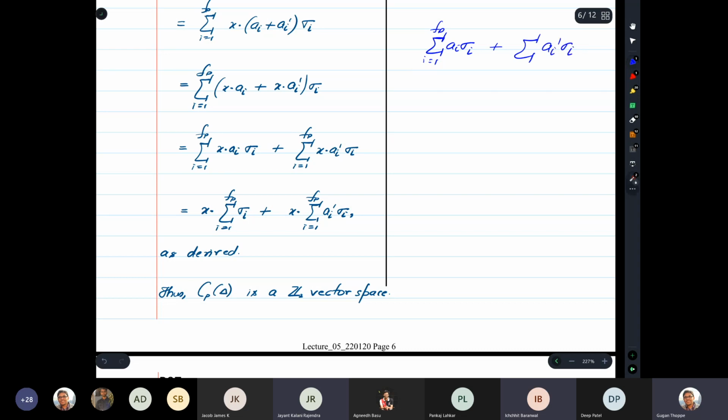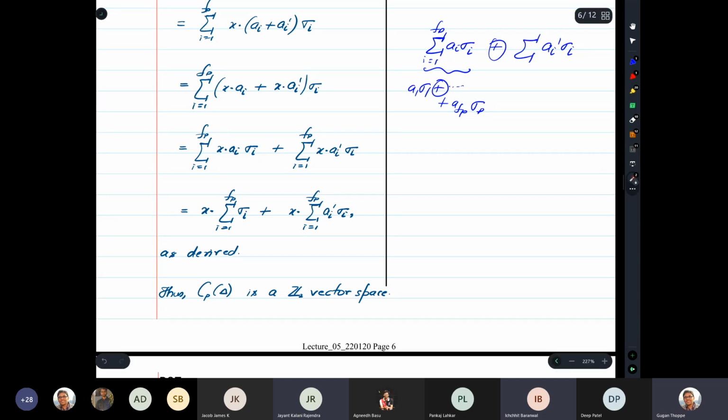So your question is whether this addition that we have, A1 sigma 1 plus blah blah blah plus AFP sigma P, and this addition are the same. Is that your question? Yes, sir. Okay, so good question.